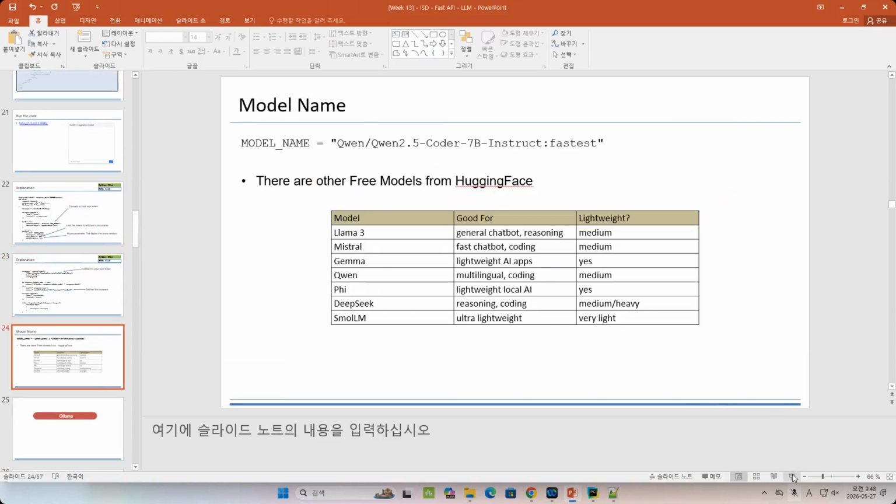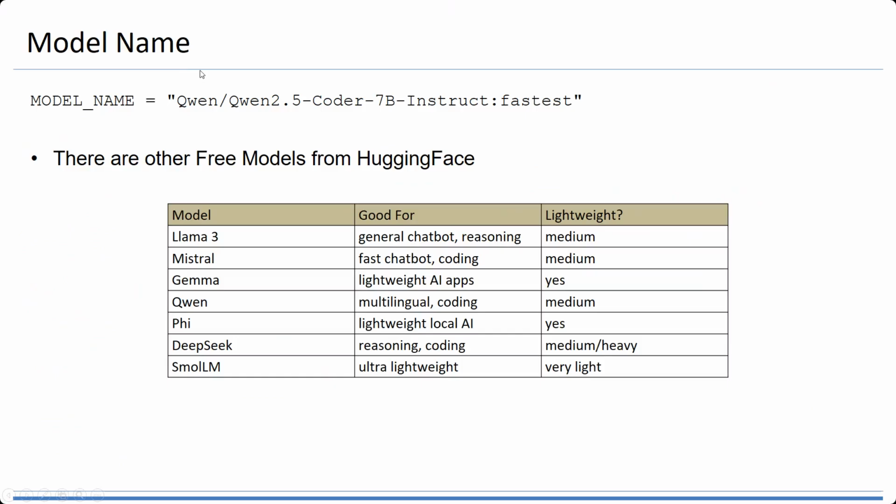And you can find any other model, not only the Qwen. Qwen is one of the models that you can use. You can use Llama 3, or Mistral. You can use Gemma, Phi, DeepSeek, or SmolLM. Those are free models from the Hugging Face. But you need to check what parameters you want to look at, because in this case, this is 7 billion. Llama has other parameters. Mistral, Gemma, etc. have their own parameters.